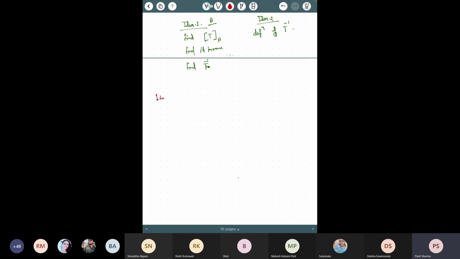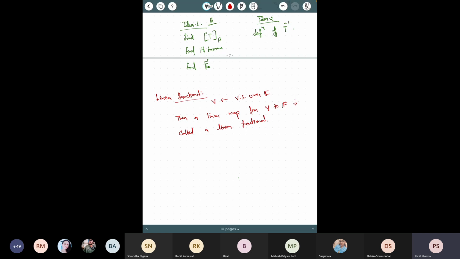Okay, so let us define what is a linear functional. I have already defined it. A linear functional is a linear map from a vector space to the field. So if V is a vector space over F, then a linear map from V to F is called a linear functional.